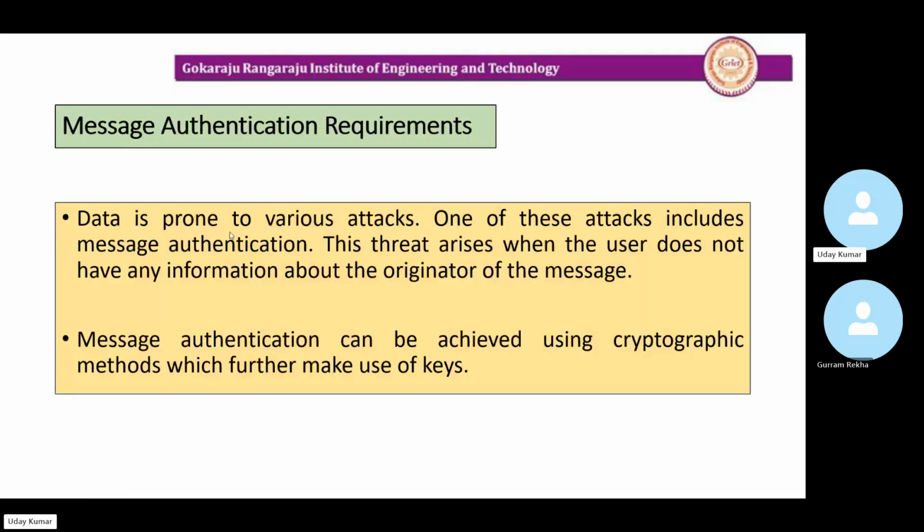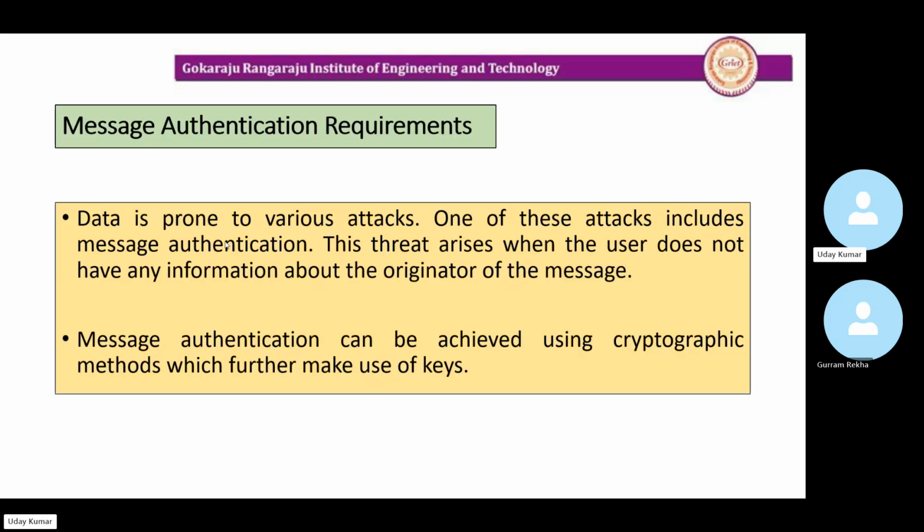So as part of the third unit, you have to learn message authentication requirements. Data is prone to various attacks, that is, the sender and the receiver. The sender sends the data and the receiver receives the data. So in the network, the data can be prone to attack. One of these attacks is the message authentication.